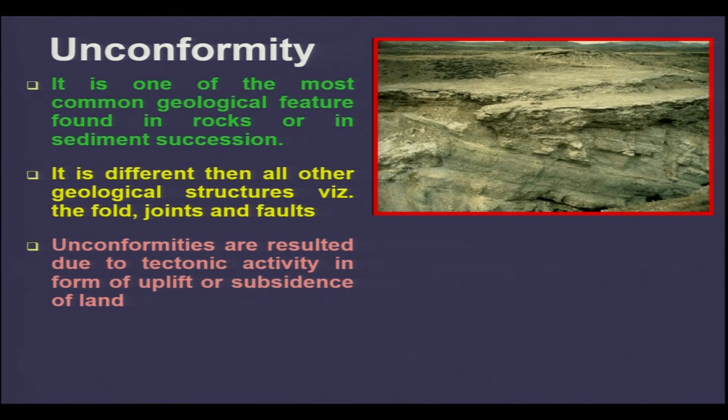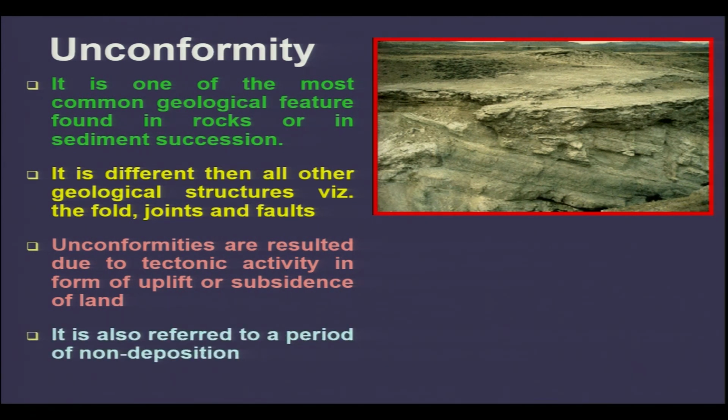Unconformities result due to tectonic activity in the form of uplift or subsidence. So, if there is an uplift or subsidence in any area, then this will result in a change in the environment. This part, the unconformities, we will be able to see more when we talk about the tsunamis, and during the examples which we are trying to put forward for the mega thrust subduction zone earthquakes and the large earthquakes from the Sumatra Andaman Trench area. It is also referred to as a period of non-deposition.